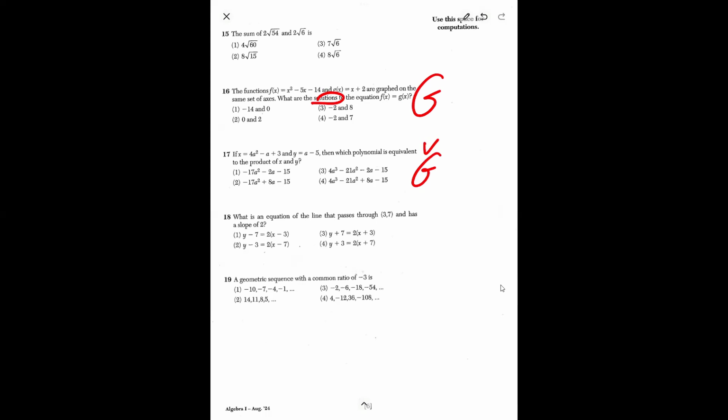Number 18, they've given you a bunch of equations. You can definitely graph it, see which one has a slope of 2 and goes to that point.